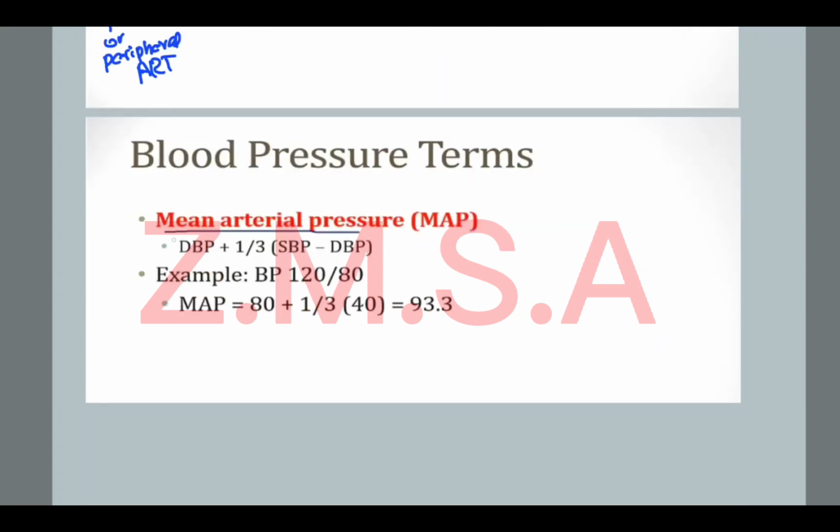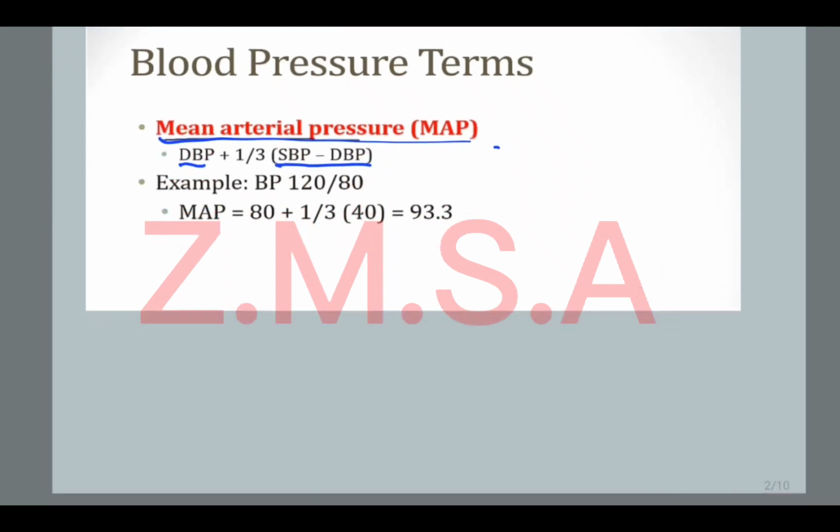Mean arterial pressure is the diastolic BP plus one-third of the difference between the systolic BP and the diastolic BP. For example, here is a MAP. Diastolic pressure is 80, and one-third of the difference between systolic and diastolic blood pressure, which is 40, gives after calculation about 93.3 mean arterial pressure.